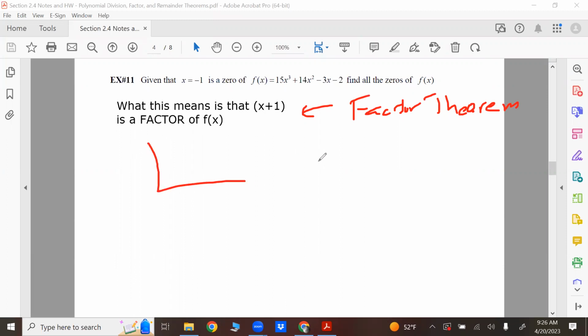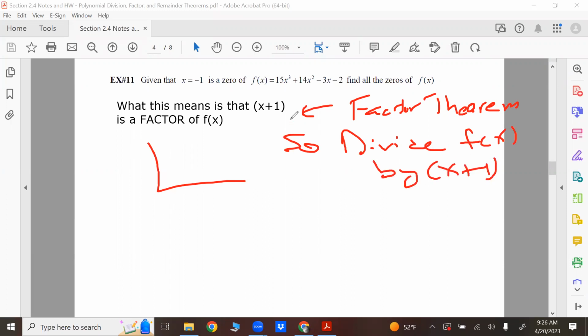You're going to actually divide it out. Synthetic, please. So divide f of x by x plus 1. So that's what we're going to do. You put -1 here, 15, 14, -3, and -2. If you want to use long division, go ahead. I think you'd be crazy if you did. But don't.